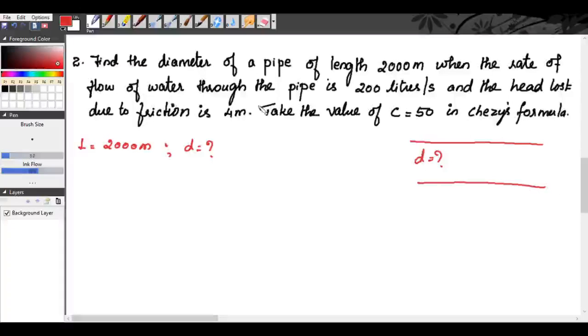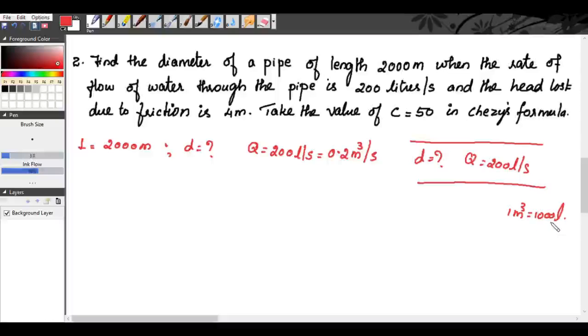When the rate of flow of water through the pipe is 200 liters per second, that means the discharge Q is equal to 200 liters per second. Converting it into meter cube per second, we divide by 1000 and get 0.2 meter cube per second, because 1 meter cube is equal to 1000 liters. So in order to convert liters to meter cube, we divide by 1000.